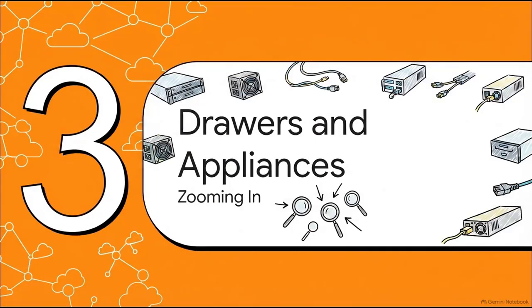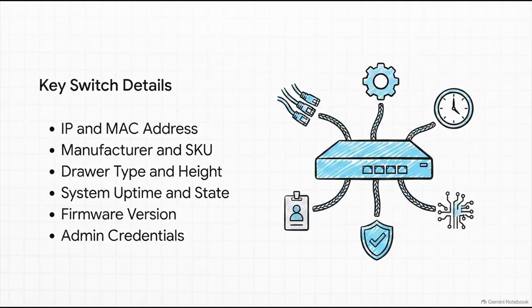All right, let's get a bit closer in Section 3, zooming in on drawers and appliances. When you click into a specific drawer, SCC hits you with this immediate, highly detailed visual schema, showing you both front and rear views, right alongside vital stats like system uptime and operational state. It's all presented in this really slick, dynamic carousel view that instantly tells you if the system is healthy. You get all your critical metadata at a glance: IP and MAC addresses, the exact SKU, firmware versions, even credential management. It just perfectly bridges that gap between your physical hardware and digital management.